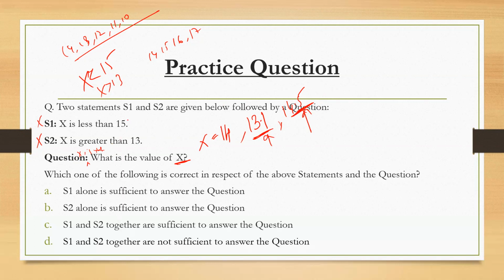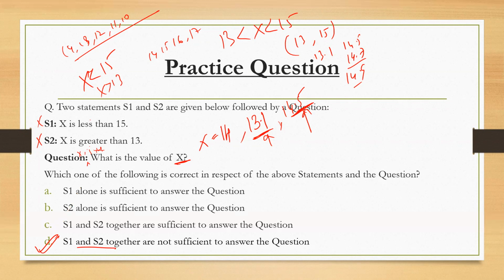I hope this is clear. Okay, so you will not assume that they are natural numbers. Here exactly, when you combine both of them together, again, you're not able to find. So your X will lie between what? 13 and 15. Here it could be 13.1, 14.5, 14.7, anything, 14.9. So here the answer is actually D. That is, together also they are not sufficient to answer the question.